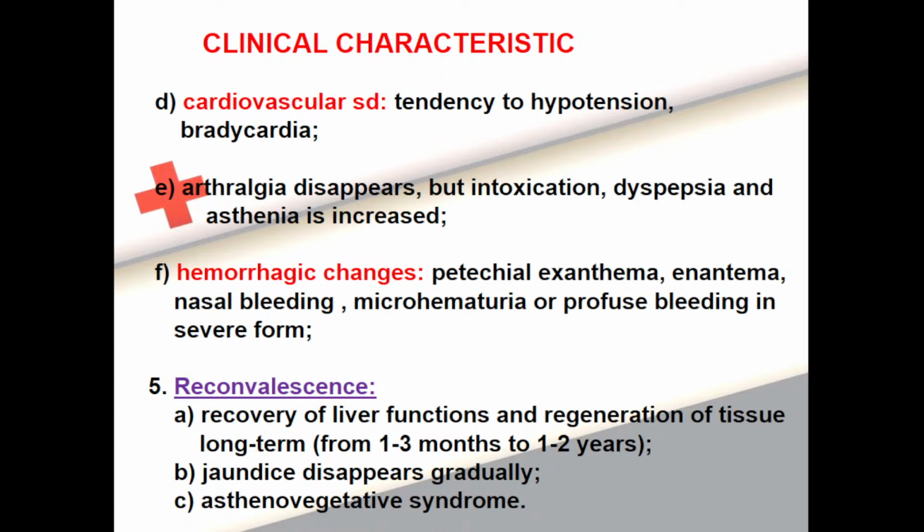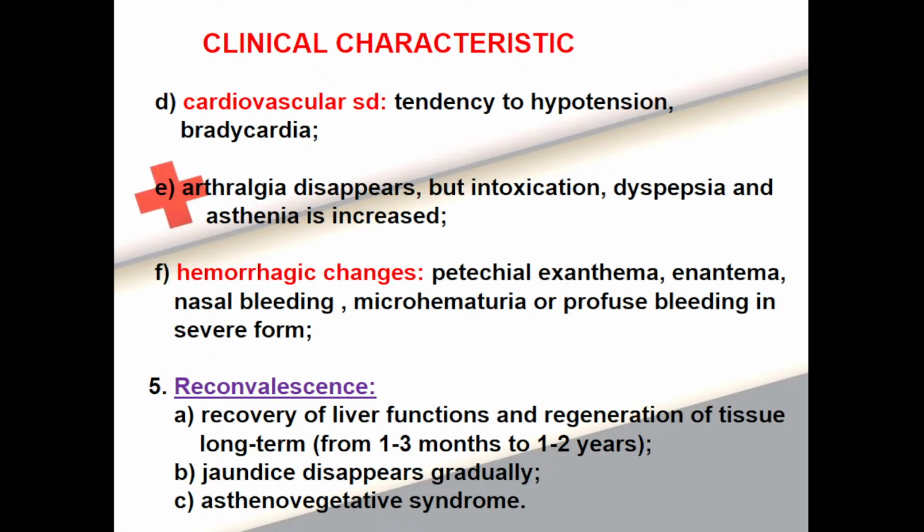Cardiovascular syndrome may be present. Arthralgia disappears, but intoxication, dyspepsia, and asthenia increase. Hemorrhagic changes may be present, mostly in the severe form: petechial exanthema and enanthema, nasal bleeding, microhematuria, or profuse bleeding in the severe form. Again, in moderate to mild forms, hemorrhagic changes are absent.